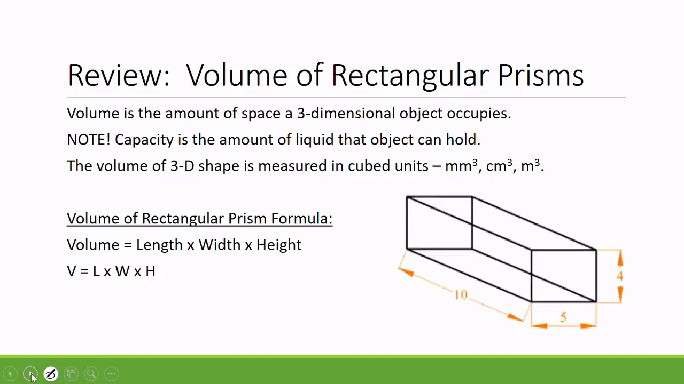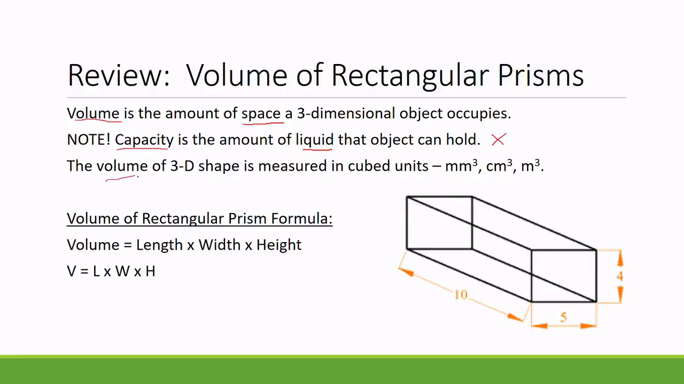Okay. Last lesson, we introduced you to, or perhaps reintroduced you to, the volume of a rectangular base prism. And we looked at two different ways to work out the volume of a rectangular base prism. So first of all, we said that volume is the amount of space that's inside a three-dimensional object. We also gave you a little note about capacity, which is the amount of liquid, but we said we don't need to worry about that for the time being.